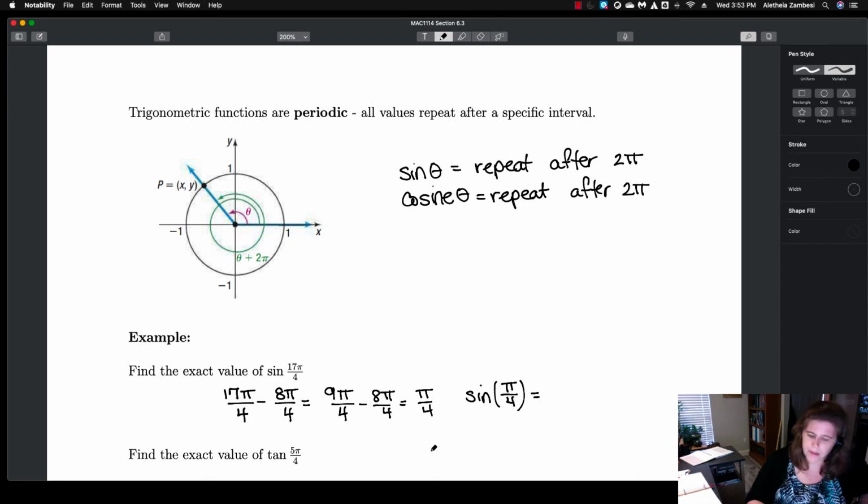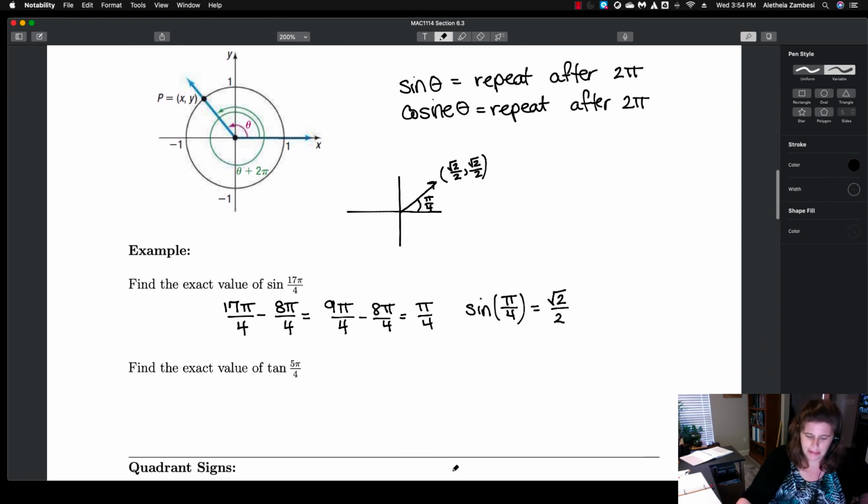This angle is considered a coterminal angle, so it goes around and meets that same point again. Pi over 4 in our unit circle is this 45-degree angle. Remember that these points, 45 degrees, square root of 2 over 2, square root of 2 over 2. Sine is our y value, so this is the square root of 2 over 2.